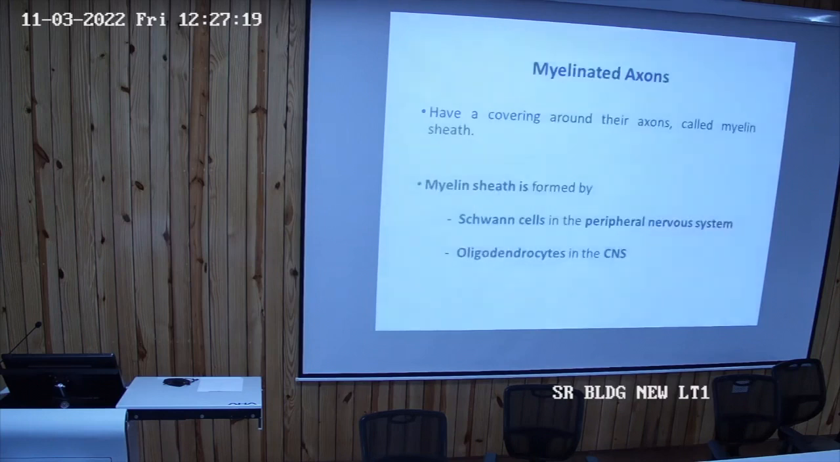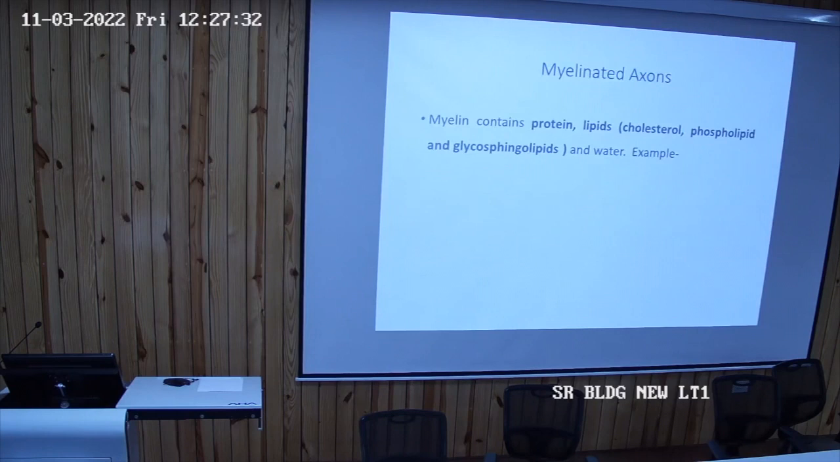So the myelinated axon, obviously, has myelin around the axons, and we have discussed that the myelin sheath in the peripheral nervous system is made by the Schwann cell, and in the CNS by oligodendrocytes. And what is this myelin sheath? This is a lipoprotein, its membrane contains proteins and lipids: 80% lipids and 20% proteins, and water. The lipids are cholesterol, phospholipids and glycolipids.